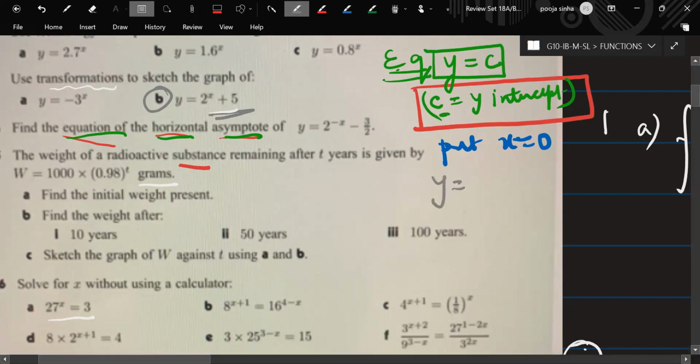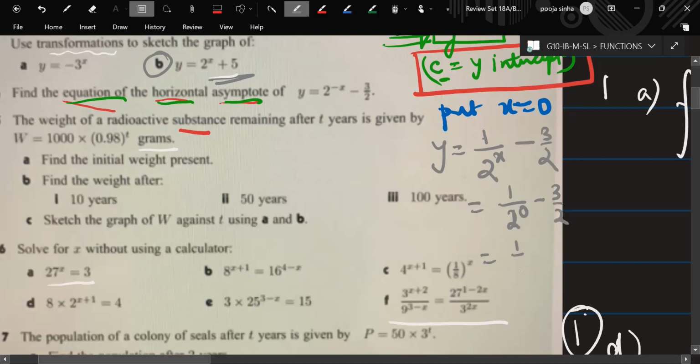Now, how do we put x equals 0? I'll do this. y is equal to. Now, I cannot have minus x, minus 0, right? Does minus 0 mean anything? No. So what will I do? I'll have to first write y equals 1 upon 2 raised to power x. Why did I do this? Because I had to remove the negative sign. To remove the negative sign, I have to take a reciprocal. Minus 3 upon 2. Now put x equals 0. So 1 upon 2 raised to power 0 minus 3 upon 2. This becomes 1 upon 1 minus 3 upon 2, which is how much? 1 minus 1.5, minus 0.5. That's why you are getting minus 0.5.